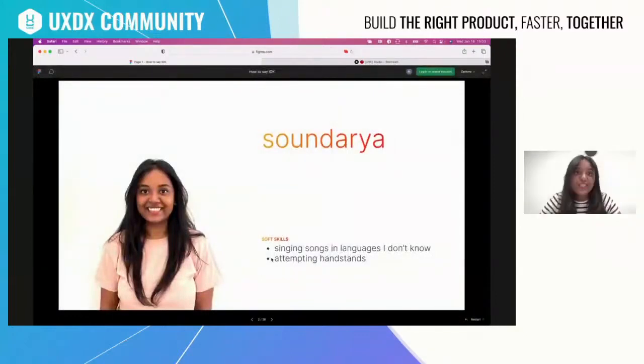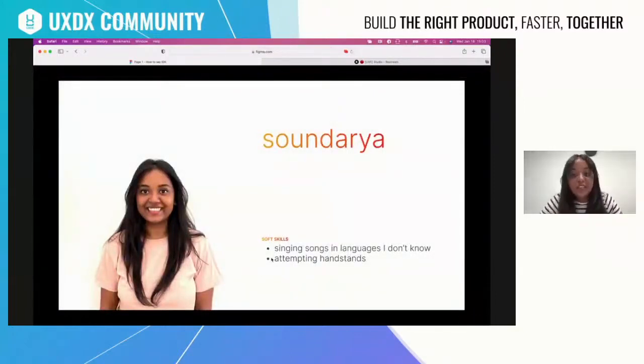For my introduction, apart from being a product designer, I'd also like to add a couple of other things, which is my soft skills. I love singing songs in languages I don't know, and I also love attempting handstands. I'm really bad at both of those things. But the one thing that I can confidently say that I'm good at is product design. And I absolutely love working in this field and learning from everybody. And also, I'm very excited to be here to be able to share my experiences.